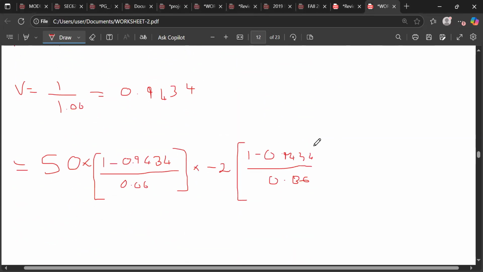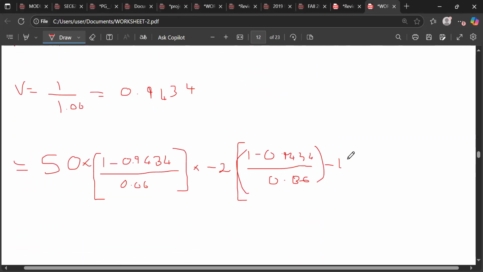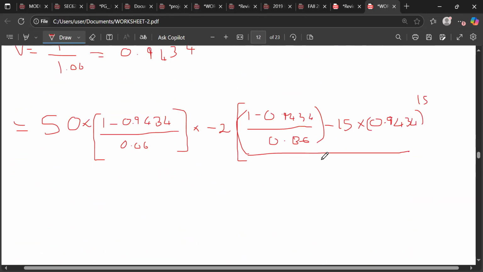Then now, everything that's here, minus 15 times 0.9434 to the power 15. Then all this over 0.06, which will give us 50 times, so 1 minus that, divided by 0.06. So we found this.